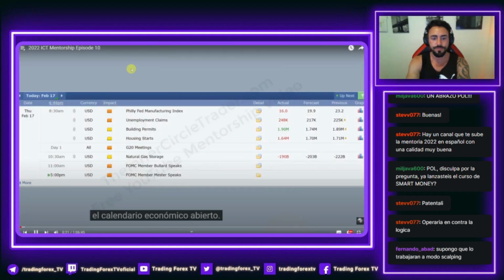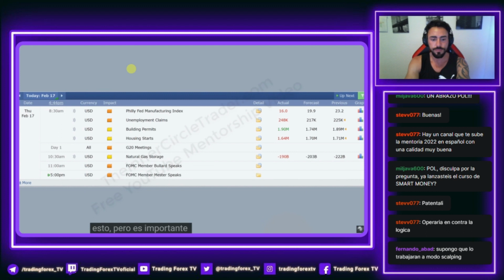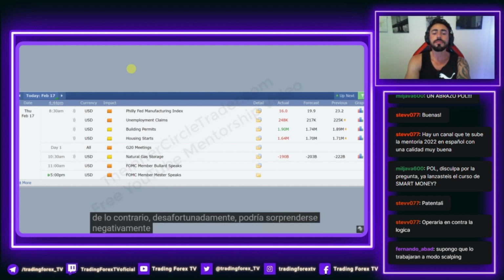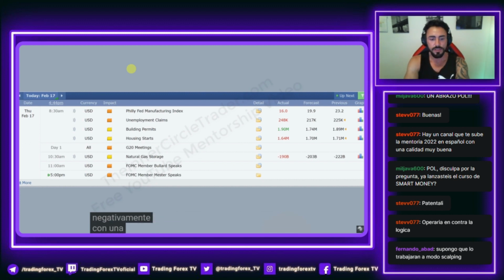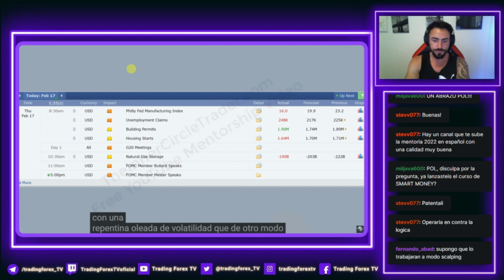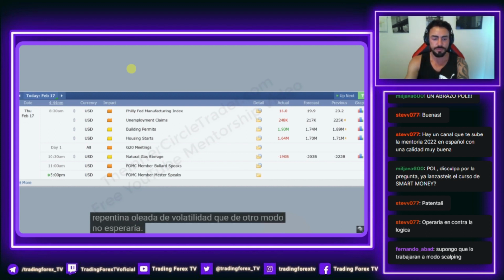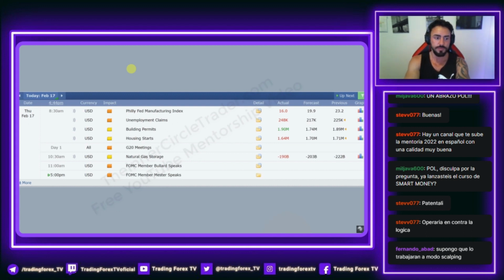All right, so the economic calendar. Many of you probably don't even consider looking at this, but it's important if you're going to be learning how to speculate and study these markets. Certainly, if you're ever going to consider putting live funds in, you really want to know what this calendar says for the day you're going to be trading. Otherwise, you could be surprised, unfortunately, adversely, with a sudden rush of volatility that you wouldn't otherwise expect.